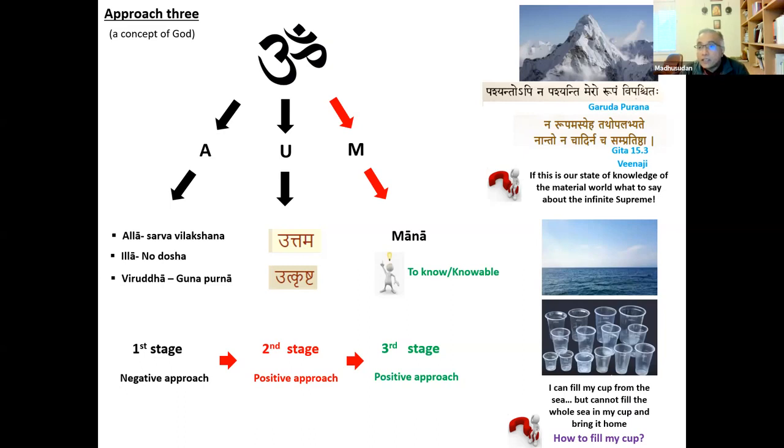In fact, Gita 15.3 is also talking something about this to us. Vinaji, if you want to recite that for us, please. न रूपमस्येह तथोपलभ्यते नान्तो न चादिर्न च सम्प्रतिष्ठा. Thank you, Vinaji. So, na rupam asya iha tatha upalabhyate na anto na cha adir na cha sampratishtha.